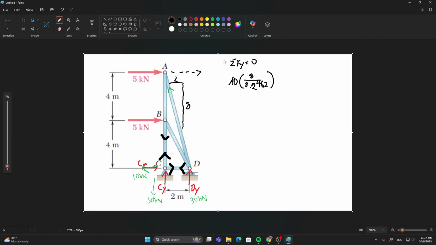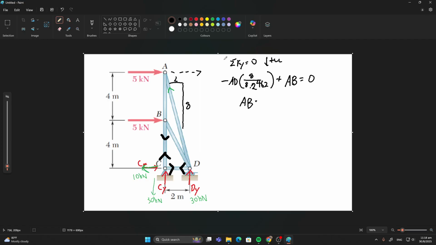Now I'm assuming going up is positive. Should I do that? No, let's do going down is positive, because in this case, if AB is going downwards, it is tension, and I want tension to be the positive one. So in this case, my AD has to be a negative because it's going up, plus AB equals 0.